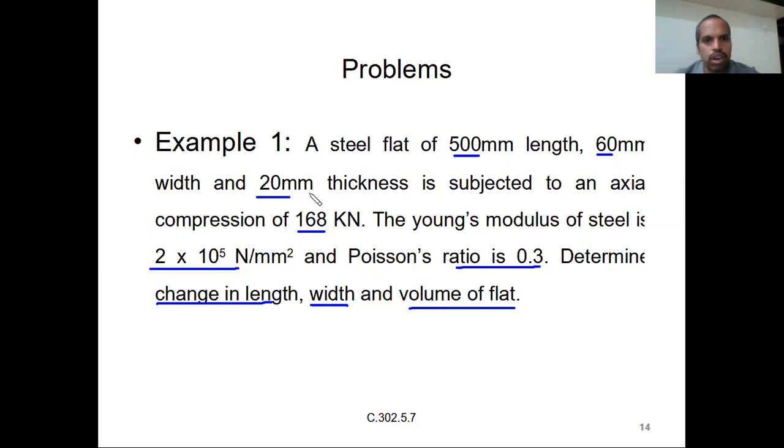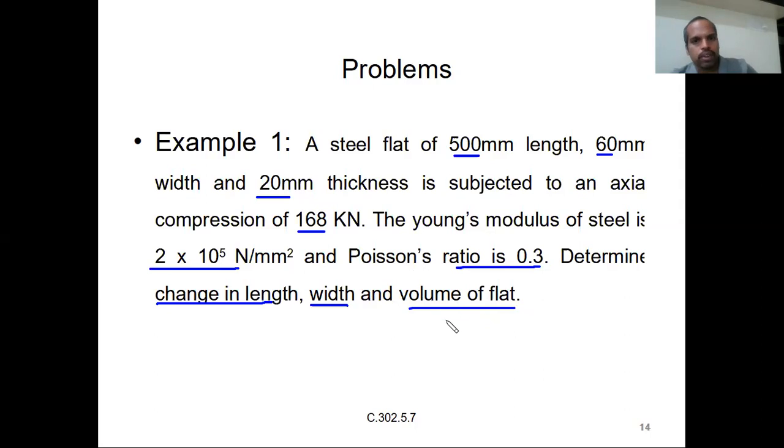Now we need to calculate the volume of the flat. To get the change in volume, we need the change in dimensions also. Change in dimension means change in length, change in width, and change in thickness. We need to calculate all of these. If we calculate the change in length, width, and thickness, then we can calculate the change in volume, right?